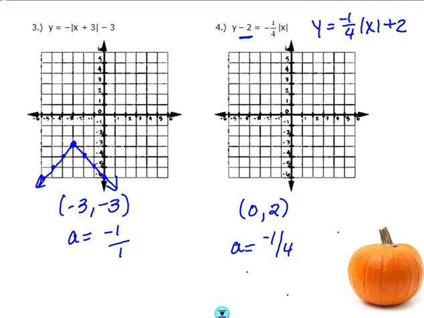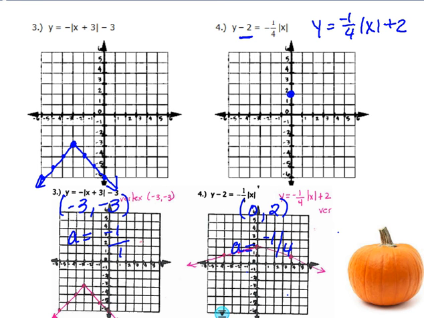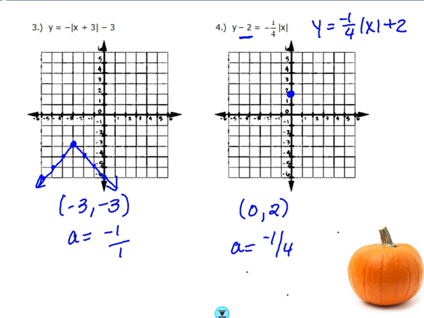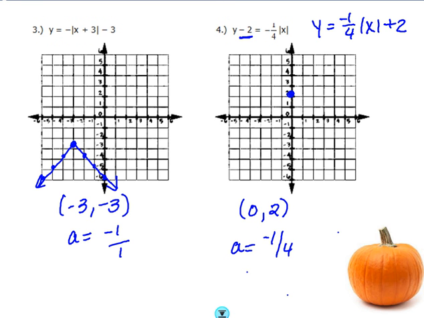Graph the vertex, 0, 2. My a is negative, so I'm going to go down 1, right 4. And no more points will fit on the graph. Let's do the opposite. We're going to go down 1, left 4. And here again, I can't put any more points on my graph. Connect. And there's your absolute value.